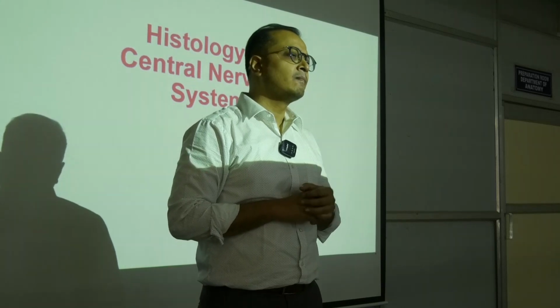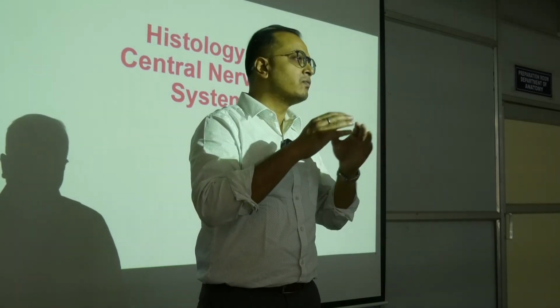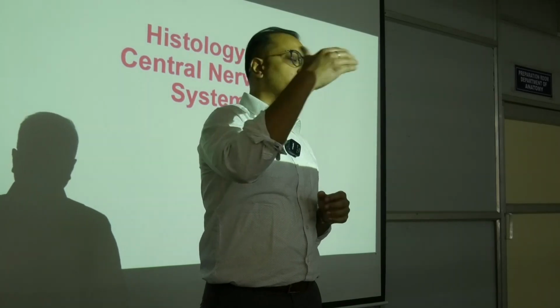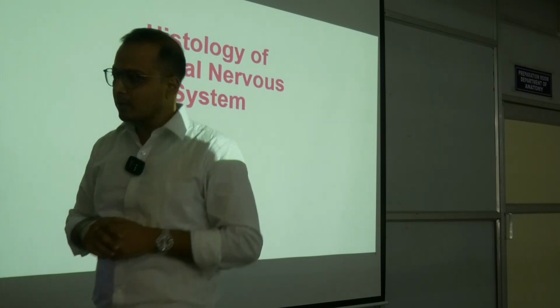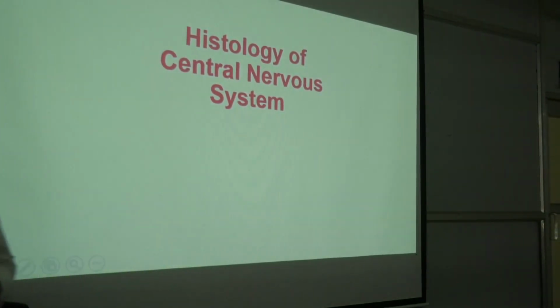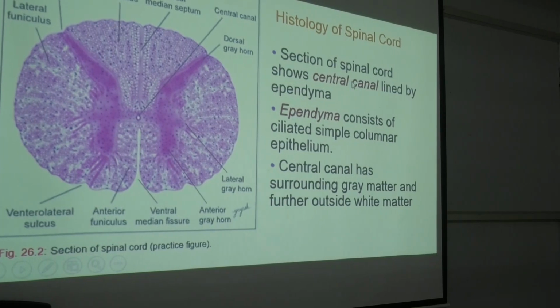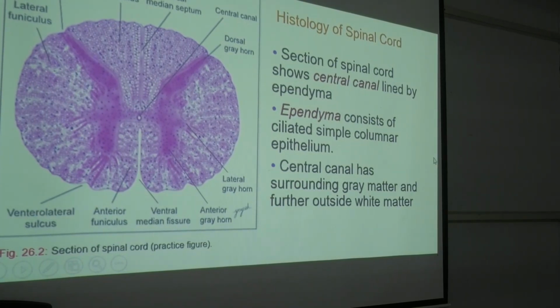We have to identify that, and on the margin of it, peripheral to it, we have the gray matter, and then we have the white matter. So, this is how we are going to identify it. This is the logic of identifying the central nervous system. So, this is the spinal cord that we are seeing here.